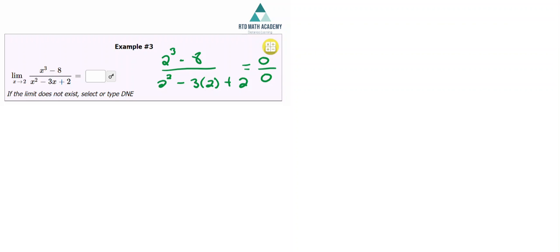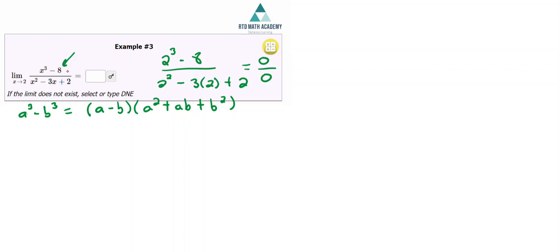So the formula for a difference of cubes is this. It's a cubed minus b cubed is equal to a minus b, and then a squared plus a times b plus b squared. Okay, now that looks confusing, but it's not that bad because we just kind of have to match up the formula with what we're looking at.